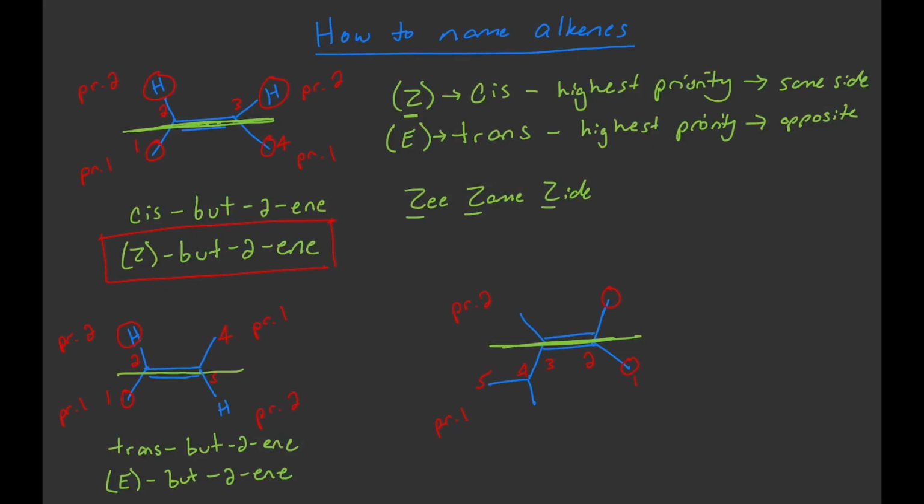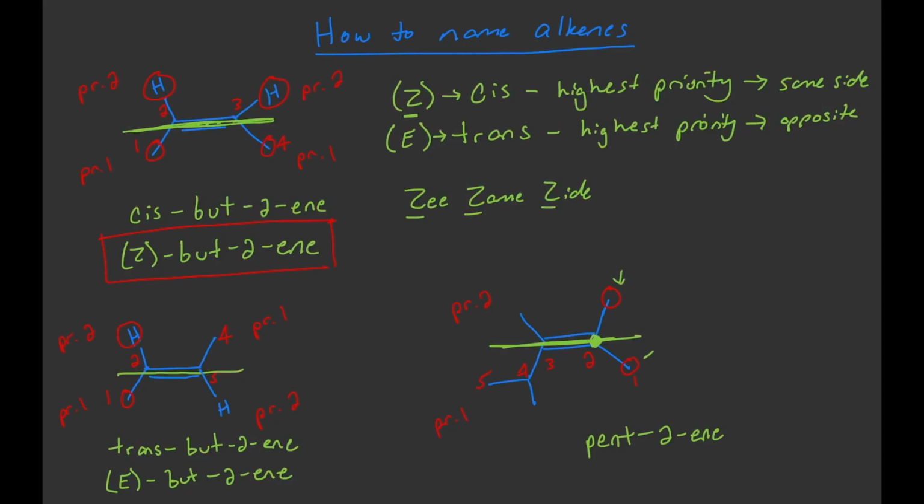Okay, therefore, for naming this compound, we will start with our base chain. So we have 5 carbons in the base chain. So we have pent. Again, pent is our base for 5 carbons. Our alkene starts at carbon 2 right here. So we will call this 2-ene.